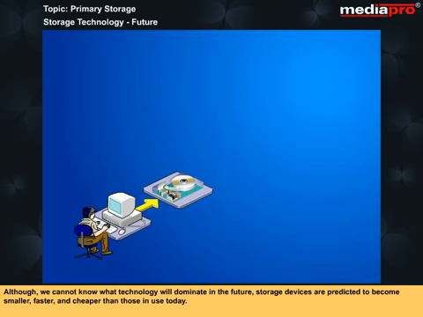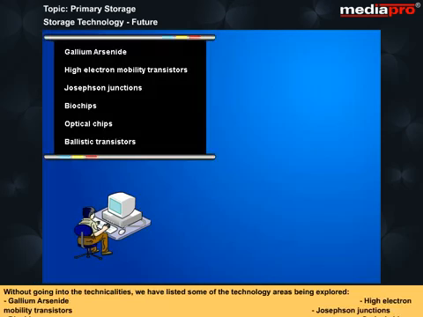Although we cannot know what technology will dominate in the future, storage devices are predicted to become smaller, faster and cheaper than those in use today. Without going into the technicalities, we have listed some of the technology areas being explored: gallium arsenide, high electron mobility transistors, Josephson junctions, biochips, optical chips, ballistic transistors.